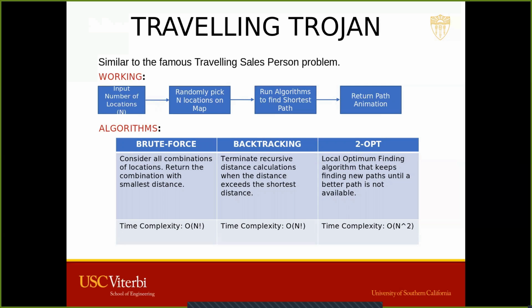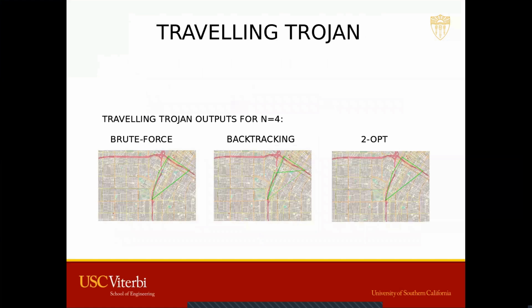The time complexities involved in brute force and backtracking are similar to O of n factorial, and the 2-opt is faster and its time complexity is O of n squared. Here we can see the Traveling Trojan outputs for 4 nodes. The brute force computes it pretty quickly. The backtracking takes some iterations, but it is almost similar to the time taken by the brute force, whereas 2-opt is much faster. In the next slide, we'll see the computational results too.